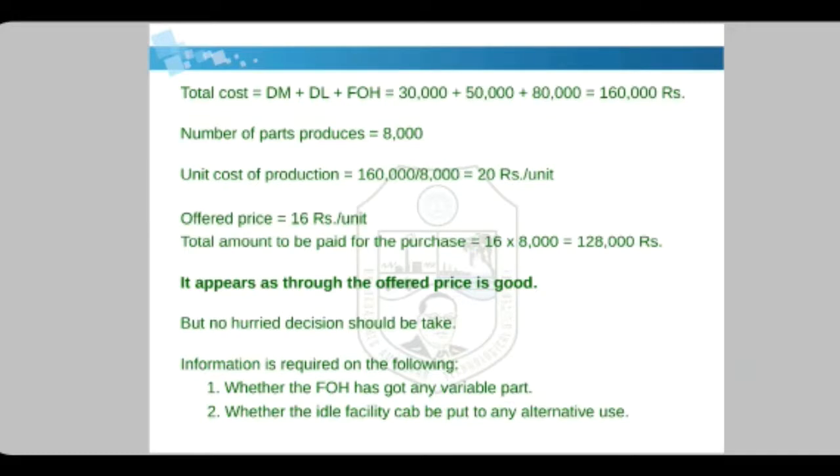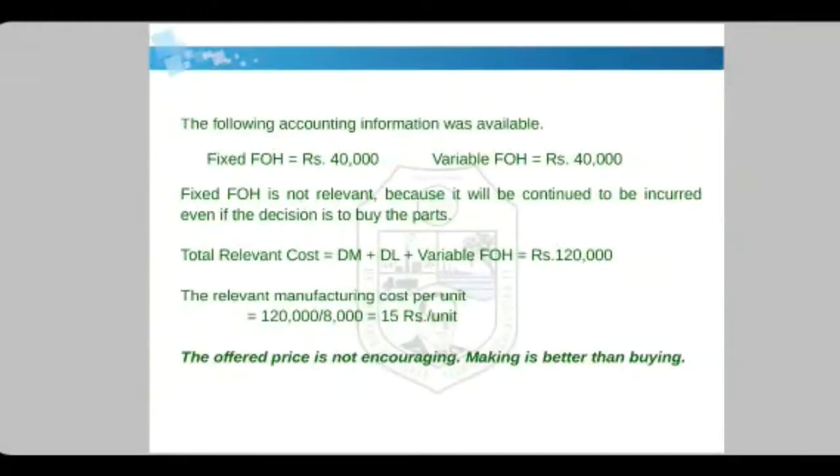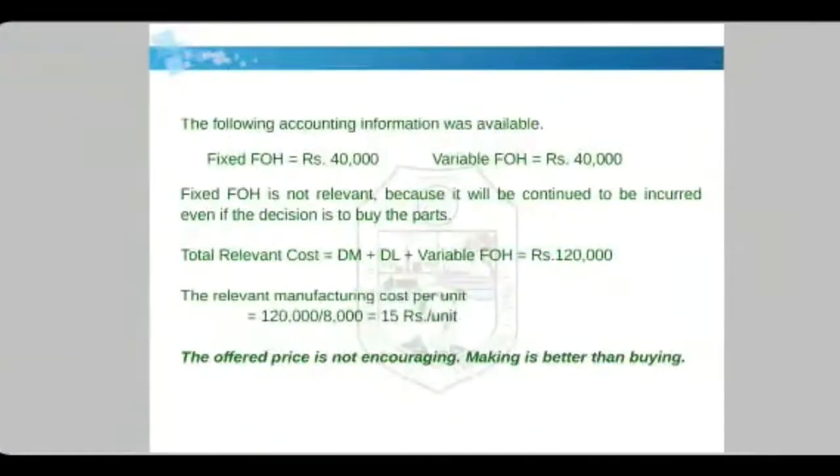Information is required on the following: whether the fixed overhead has any variable part and whether the idle facility can be put to any other alternative use. Whenever we are manufacturing 8,000 parts, is there any idle facility that we can use to produce some other parts, or is there a variable part in the fixed cost, because that is going to change. Now the following accounting information was available. What is it? The fixed factory overhead cost is 40,000 and variable cost is 40,000. So though it is given as 80,000, the 40,000 is variable cost.